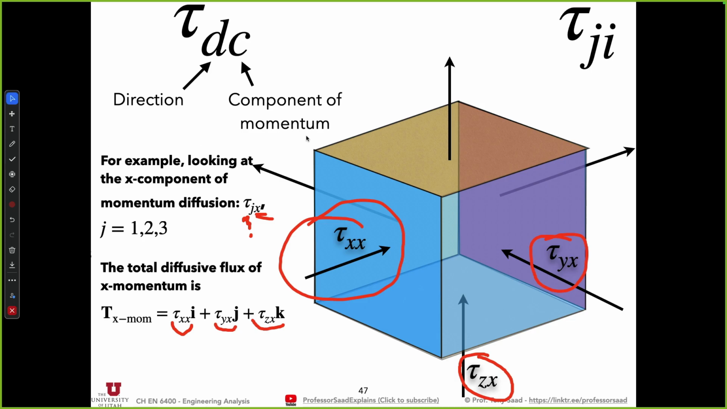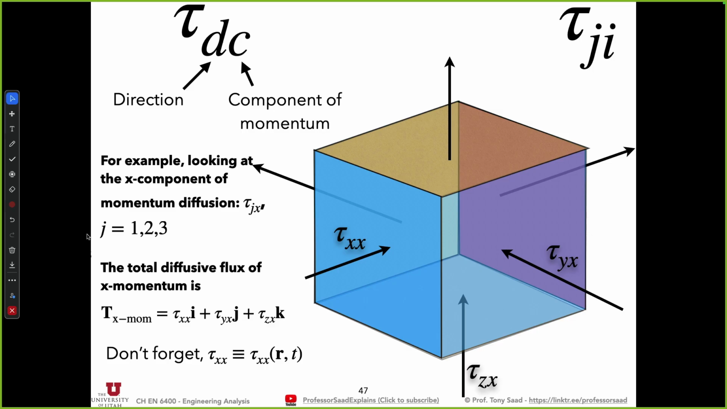Okay? Now the same applies for y momentum and z momentum. And also don't forget that each component, tau xx, tau yx, tau zx, they are fields. So tau xx changes from this face to the other face. There's a change of tau xx. It's still called tau xx, but it's different on the other side of the volume. Okay? So point-wise, it's changing, and it's also changing in time. Okay? Is this clear?